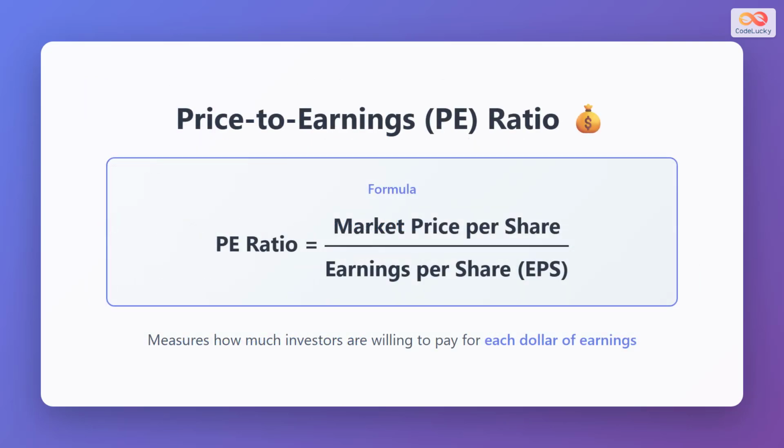The price-to-earnings ratio, commonly abbreviated as P/E ratio, is one of the most widely used valuation metrics. The formula is straightforward. Divide the market price per share by the earnings per share, or EPS. This ratio measures how much investors are willing to pay for each dollar of earnings the company generates. For example, if a stock has a P/E ratio of 20, it means investors are paying $20 for every $1 of annual earnings.